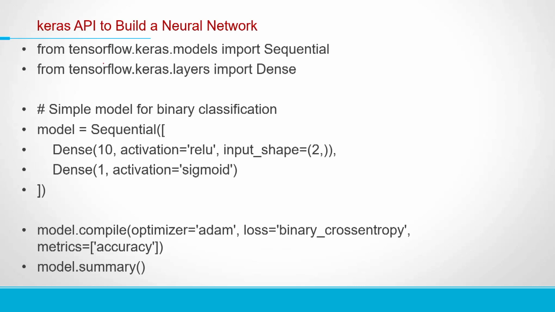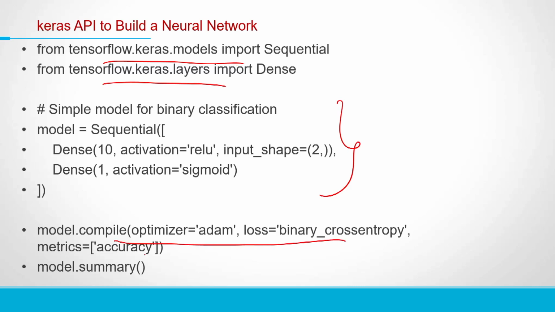Okay. Now, this is one more example of how Keras can be used to build a neural network, and here are the libraries as usual. This is a simple sequential model, and this model is being compiled with some optimizers, and model.summary gives the overall summary of the neural network that has been compiled and built.